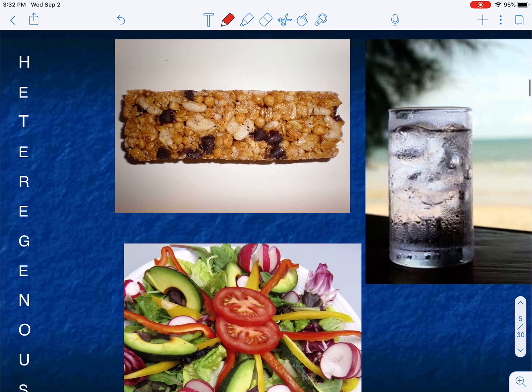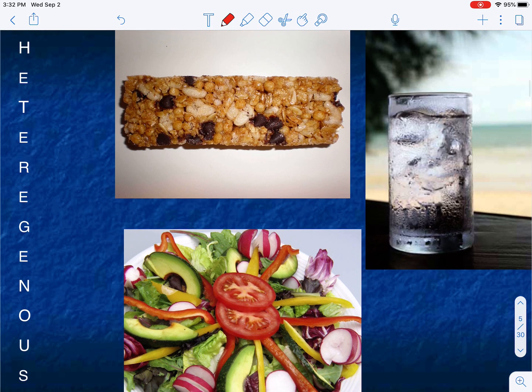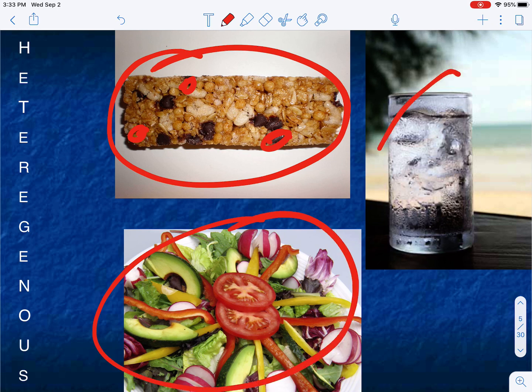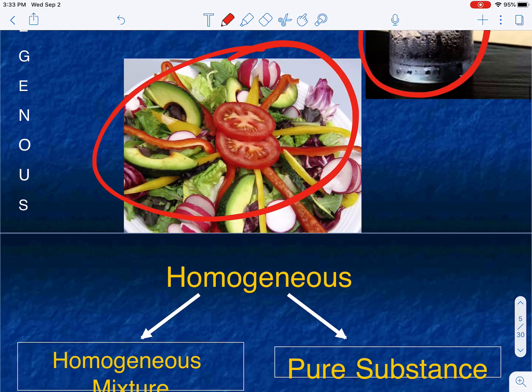Here are some other examples of heterogeneous mixtures. I usually stop in the morning before I leave and get a granola bar out of the drawer. And so granola bars are heterogeneous mixtures. If I took a piece from over here, or a piece from right there, or a piece from right here, every sample could be a little bit different. It's not the same throughout. Same thing with our salad here, or our cup of ice water. There's more than one layer. We know that we have a heterogeneous mixture.